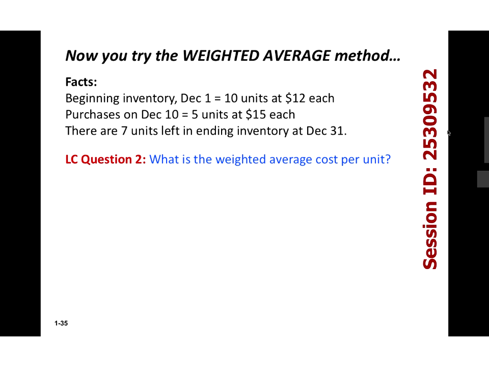So I'm going to put this one out there. Okay. So weighted average cost, you're going to take your total cost of beginning inventory plus purchases and divide by the total number of units in beginning inventory plus purchases.